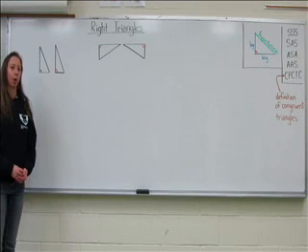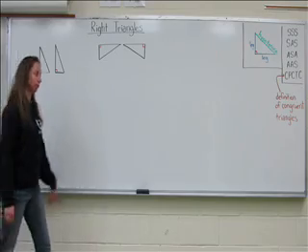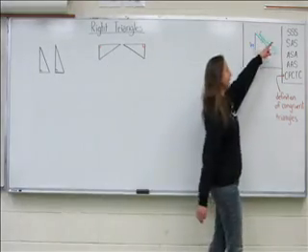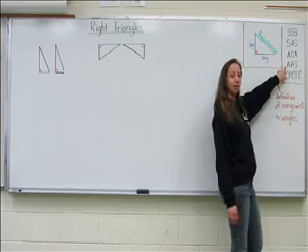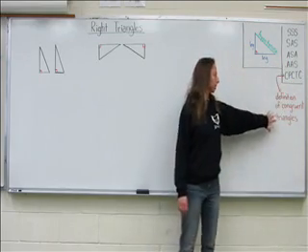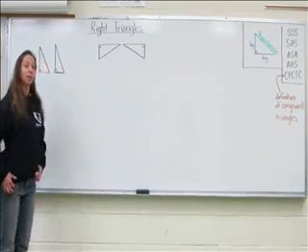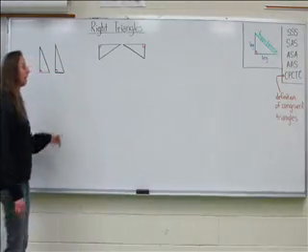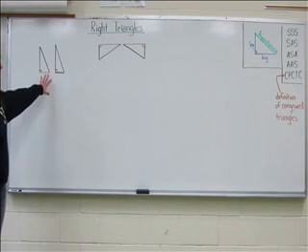Today we're going to talk about right triangles. We've already talked about how to prove two triangles congruent by using SSS, SAS, ASA, AAS, or CPCTC, which is the definition of congruent triangles. Today we're going to talk specifically about right triangles and how we can prove them congruent. So let's look at these here.